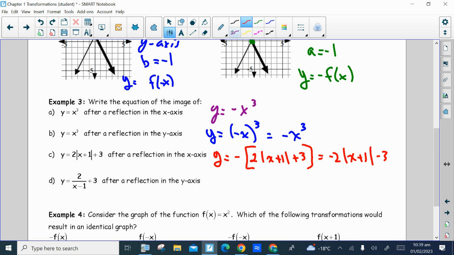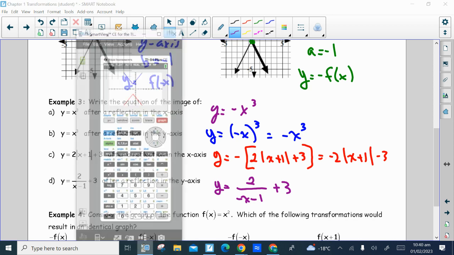Okay? And then for the last one, you're going to take that equation, you're going to reflect it across the y-axis now. And to reflect it across the y-axis, that means b is -1. B is in front of the x. So in this case, you're just going to replace the x with -x. That's the only change here. The x is replaced with -x to get a reflection across the y-axis.